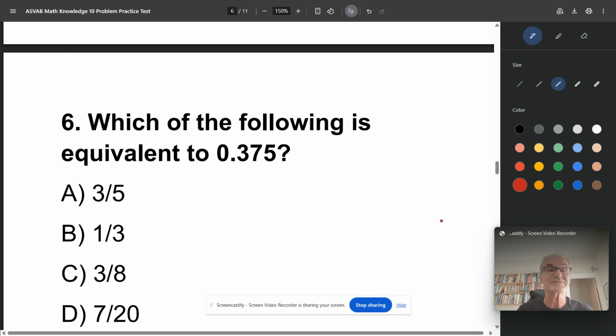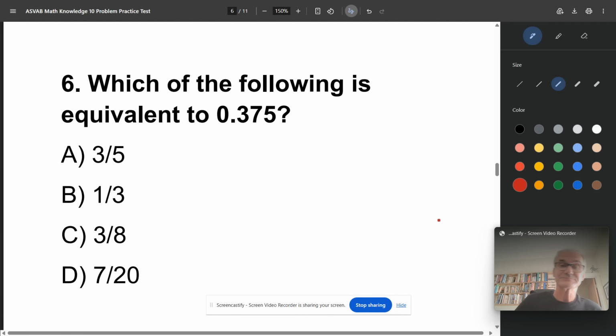Moving on to number 6, 5 more to go. Go ahead and give this one a try.